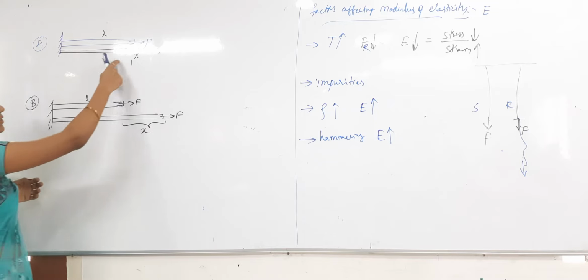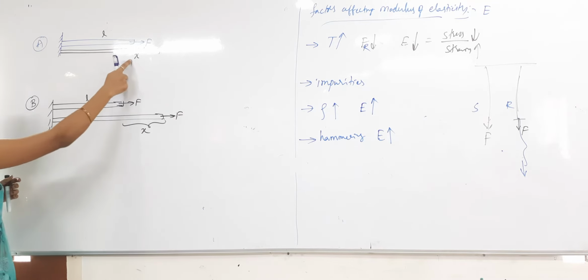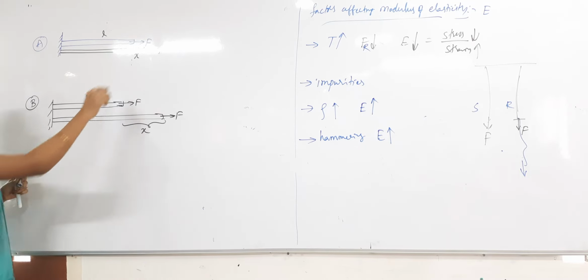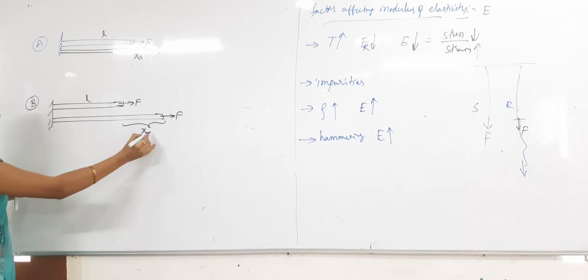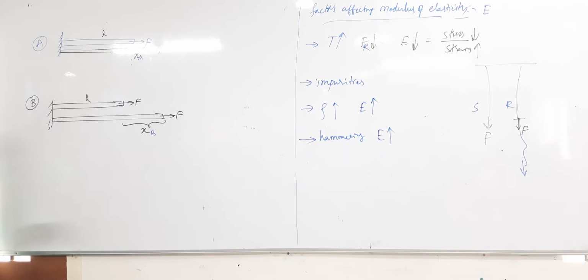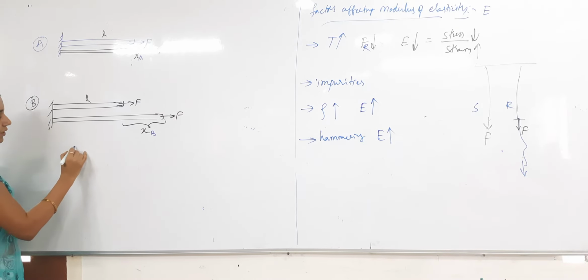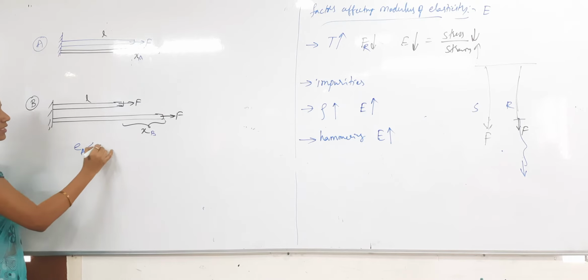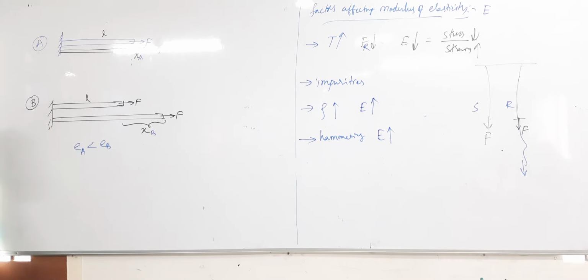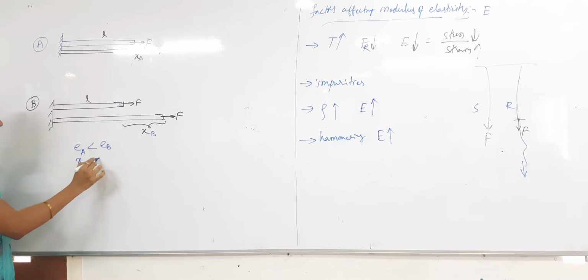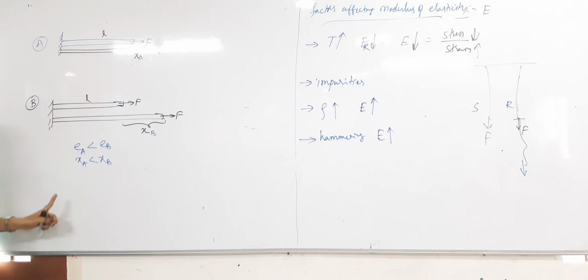Now I apply the force F so that I can produce a small elongation x1, otherwise XA, in the material A, and then I produce a longer elongation XB in the material B. So I can say that the elongation of A is less as compared to the elongation of B, means XA is less than XB. So elongation is less means strain is also less, right? Why? Because both are having the same initial length.